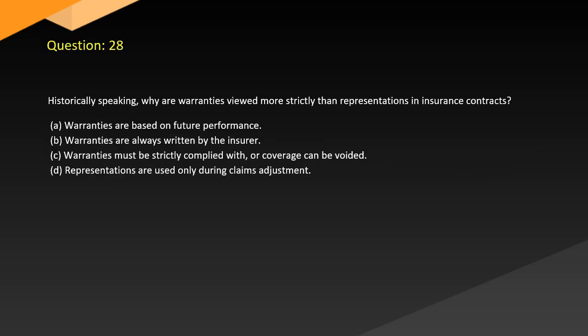Question 28. Historically speaking, why are warranties viewed more strictly than representations in insurance contracts? A. Warranties are based on future performance. B. Warranties are always written by the insurer. C. Warranties must be strictly complied with or coverage can be voided. D. Representations are used only during claims adjustment.